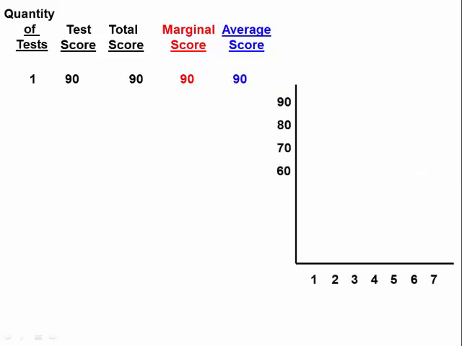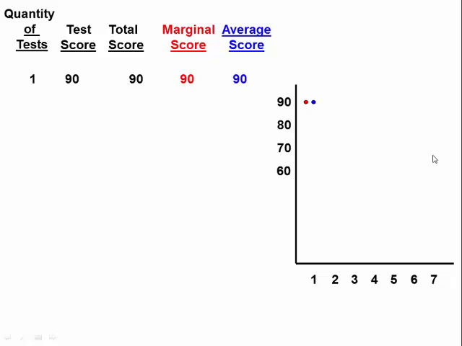Let's go ahead and graph this. We're going to graph the marginal score, and when you graph marginal in economics, graph it between one unit compared to the next unit. When we plot that dot of 90, it's between 0 and 1. And then the average is right on the 1, and we've gone ahead and plotted your first grade.